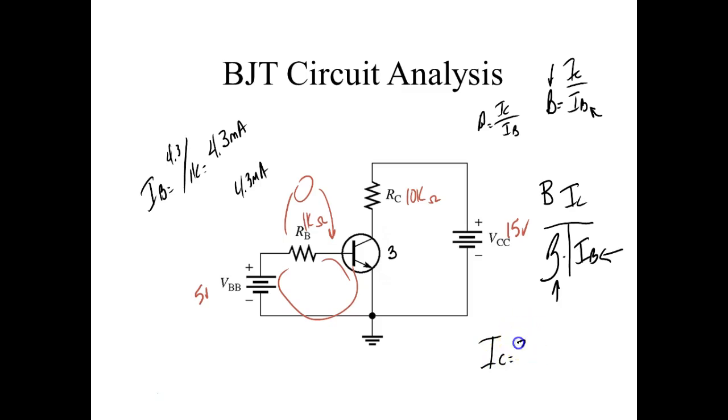Right, so we take the beta, which I said was 3, and multiply that times the 4.3 milliamps, and that would give me IC. What's IC? This is not going to work, guys. 12.9 milliamps. So we're saturated. Because why? So VRC would be equal to IC, which is 12.9 milliamps, times 10K. What does that give me? I knew this wasn't going to work. So what does that give me?